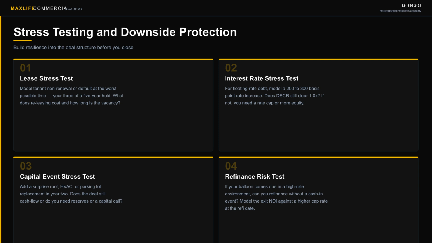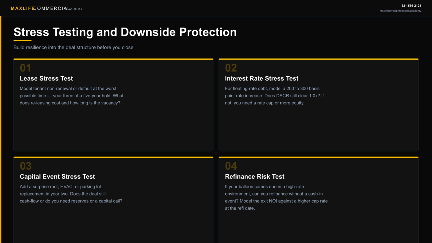What are re-leasing costs in your market? How long does the space sit vacant? 6 months, 12, 18. What rent can you achieve from a replacement tenant? Run that through your pro forma and see what your IRR looks like with an 18-month vacancy in year 4. That's the lease stress test.